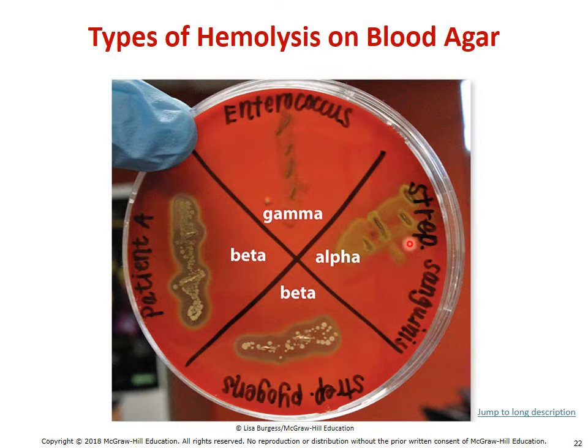Notice over here we have this grayish green haze that's left around the growth. This is an example of alpha hemolysis, where we have partial breakdown and a waste product has been left behind. And lastly, we have gamma. Notice a gamma, it's still red like the background because we're not feeding on the blood to survive.